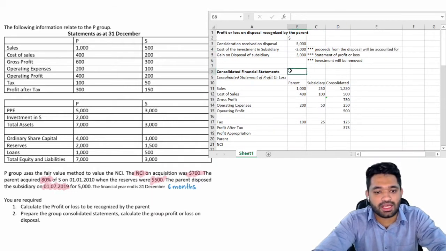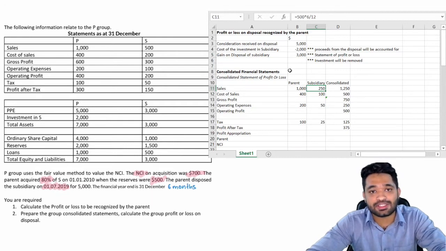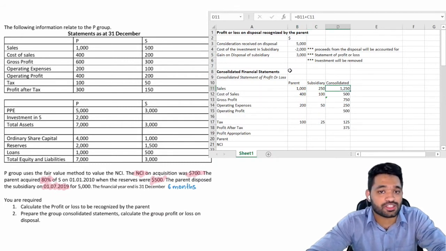Right. Now we'll look into the consolidated financial statements. I have taken the extracts or the figures from our question here. So the parent's figures I have taken here. But when you look at the subsidiary's figures, I have only taken 6 months of incomes and expenses. The reason is we have only owned the subsidiary for 6 months. So the incomes and expenses that we take for our consolidation purposes have to be just only for 6 months, right? So I have basically added the full year's parent's results and 6 months of the subsidiary's results together.